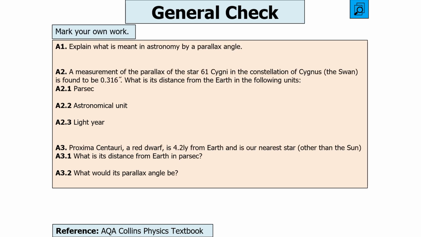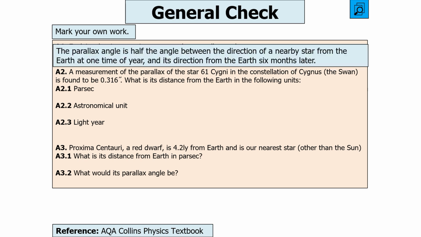Right, so you've got to be able to define what we mean by parallax angle. So the parallax angle by definition is half the angle between the direction of a nearby star from the Earth at one time of the year and then its direction from the Earth 6 months later, half the orbit later.